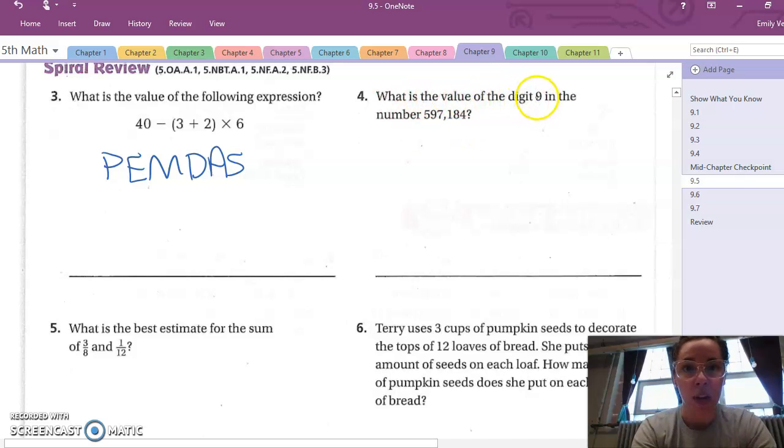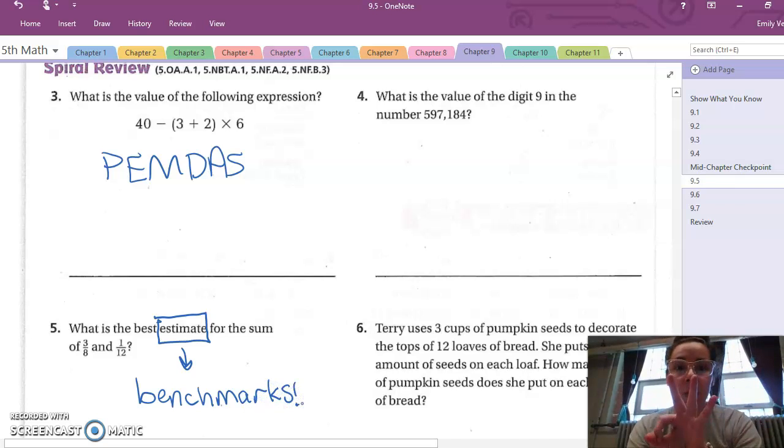What is the value of the 9 in this number? On number 5, there's a keyword I want to highlight here. What is the best estimate for the sum of 3/8 and 1/12? Estimate is our key word. This is going back quite a ways. They want you to use benchmarks here. There are 3 numbers we like to use for benchmarks.